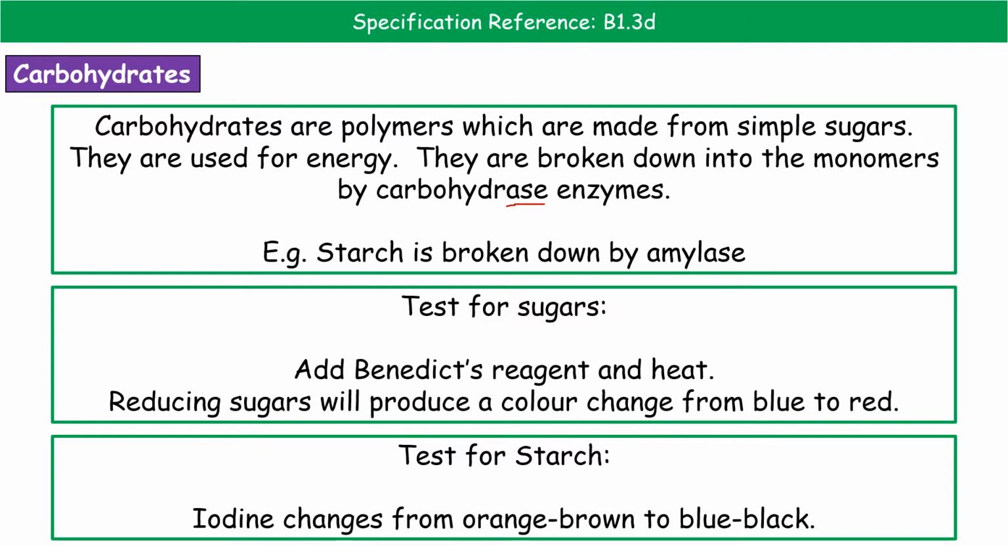We then also have the ability to test for starch, which uses iodine. And all we do is we add the iodine, which is an orange-brown colour, and if starch is present, it goes blue-black.